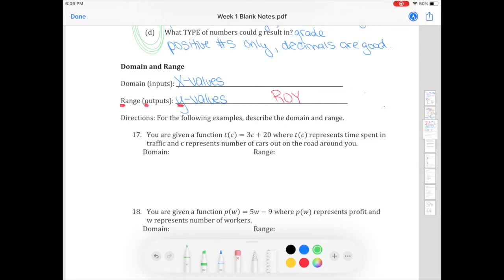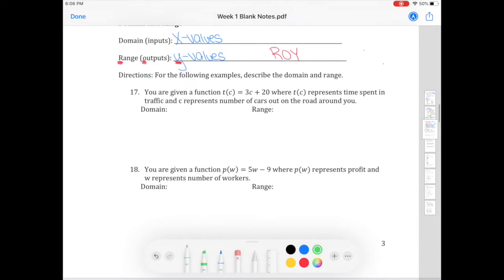You can do the same thing with the first letter in domain, but it's a little inappropriate for me to say on a lesson. So if that helps you to remember too, go for it. Use that same way to remember it with domain. I'm just going to stick with Roy.